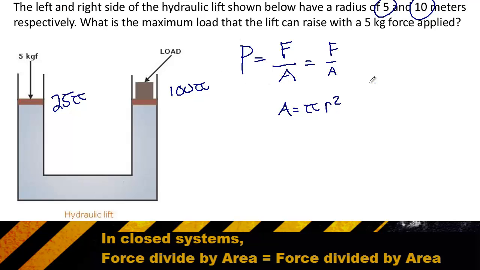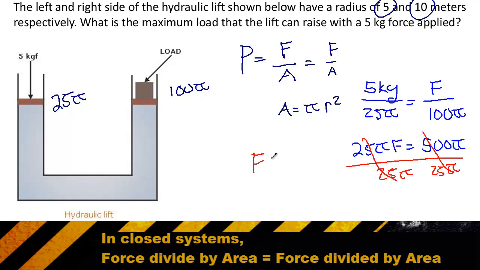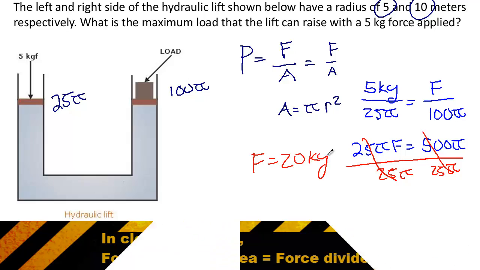The problem states that a 5 kilogram force is being applied to the left, and the area we figured out was 25 pi. And that's going to be equal to the force on the right that we don't know yet, divided by the area on the right, which is 100 pi. Cross multiply, and we get 25 pi times F is equal to 500 pi on the right. Divide both sides by 25 pi, and we get the force is equal to 20, or enough force to lift 20 kilograms.